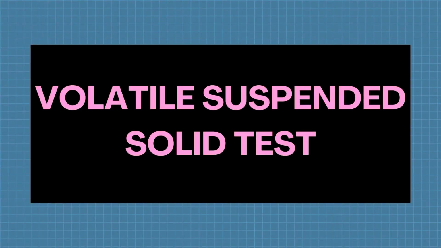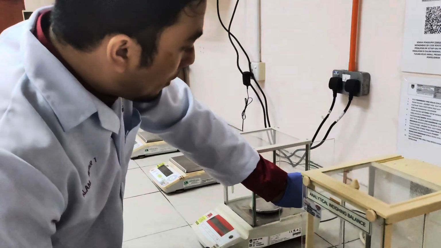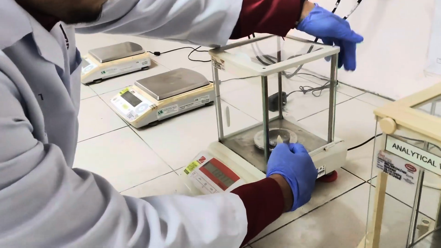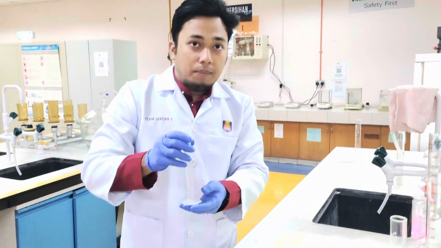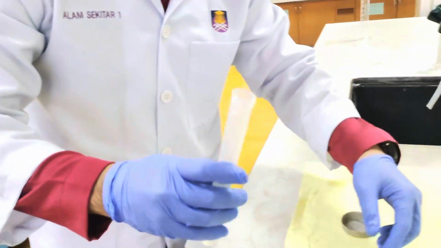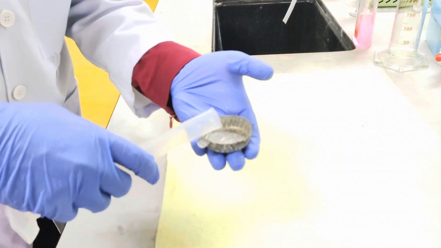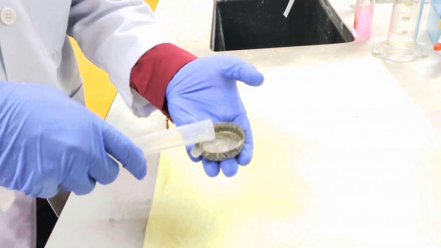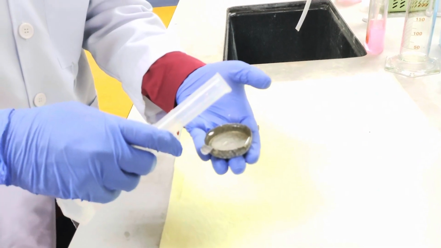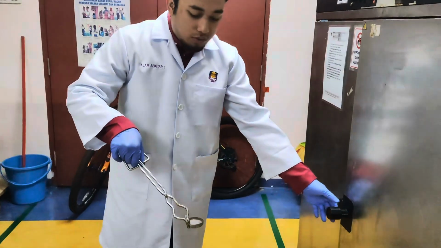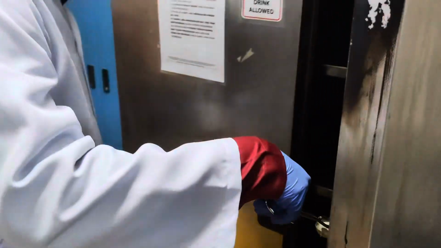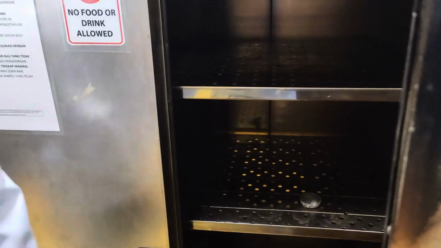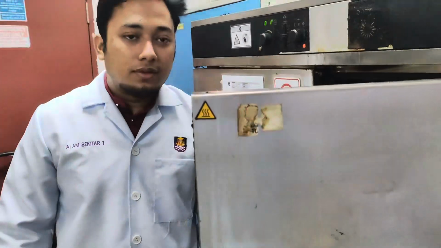Lastly, the final physical test, which is volatile suspended solid. For this test, you have to weigh the empty crucible first. After weighing, you have to put in the sample into the crucible, and then you have to weigh again the sample with the crucible. After weighing, you have to put the crucible inside a preheated oven for approximately 6 hours. After 6 hours, transfer the crucible into a furnace for 30 minutes. Then after 30 minutes, let the crucible cool down in a desiccator and then you can take the reading.